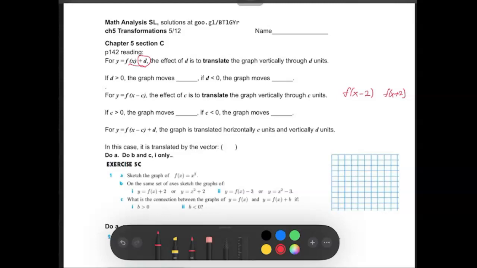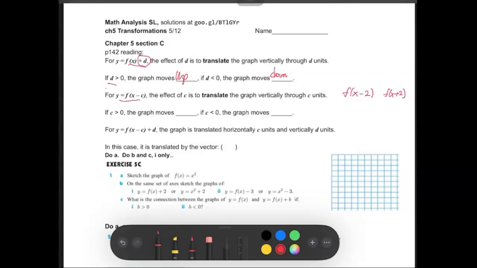If d is greater than 0, then the graph moves up. And if d is less than 0, the graph moves down. That's kind of what we would imagine, right? Positive goes up, negative goes down. Now comes the tricky part.